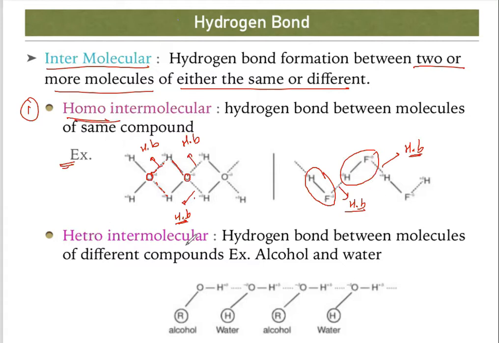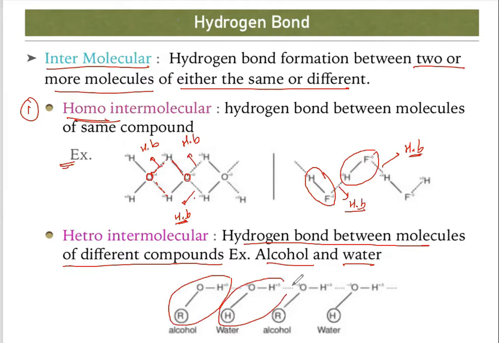Next one is hetero intermolecular. The statement says that it is a hydrogen bond between molecules of different compounds. So different compounds, alcohol and water. This is the family of alcohol, and this is water. So between alcohol and water, there is a hydrogen bonding. And water and alcohol, there is also a hydrogen bonding. So here the molecules are different and the force of attraction is between different molecules. So that is hetero intermolecular.